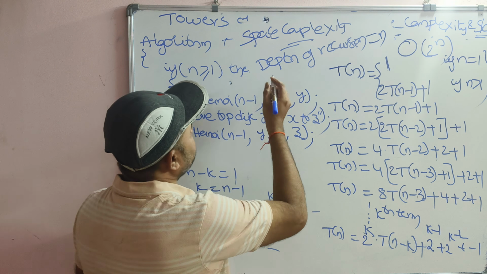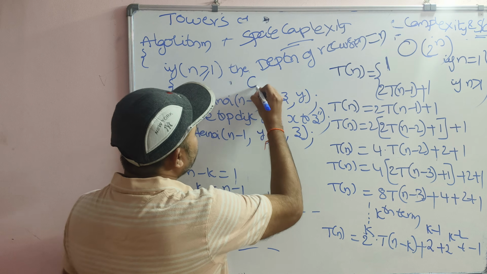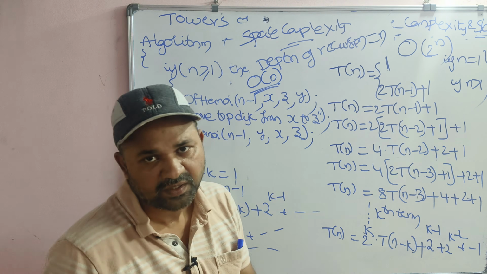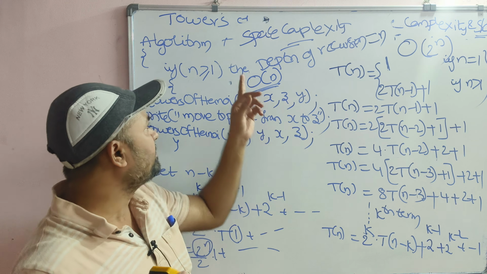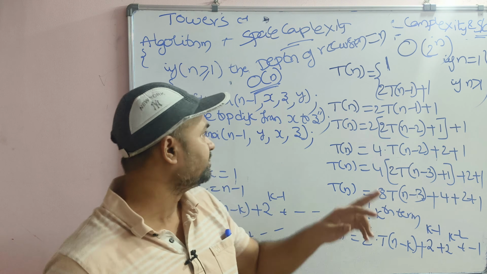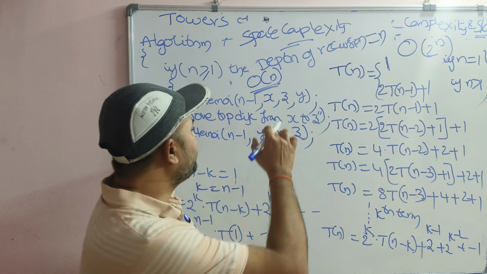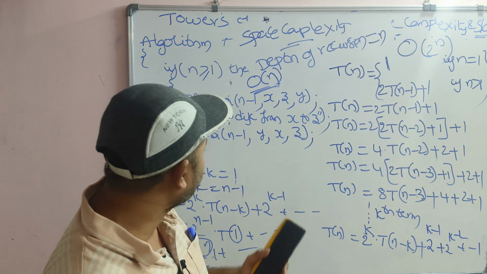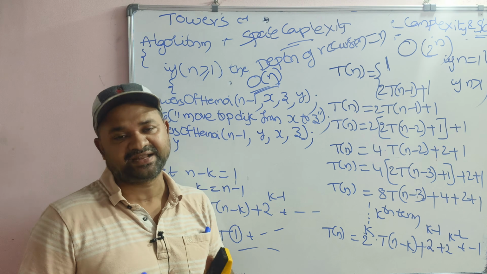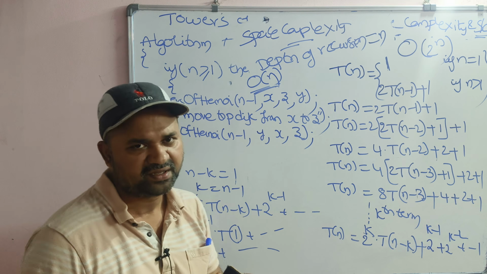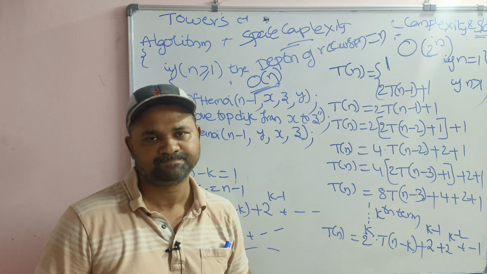So we can say that the space complexity of this algorithm is order of n. So the time complexity of towers of Hanoi problem is order of 2 power n, whereas the space complexity is order of n. Here towers of Hanoi problem means it is a recursive algorithm. So towers of Hanoi is calling towers of Hanoi only. So this is a recursive algorithm only. So that's it.